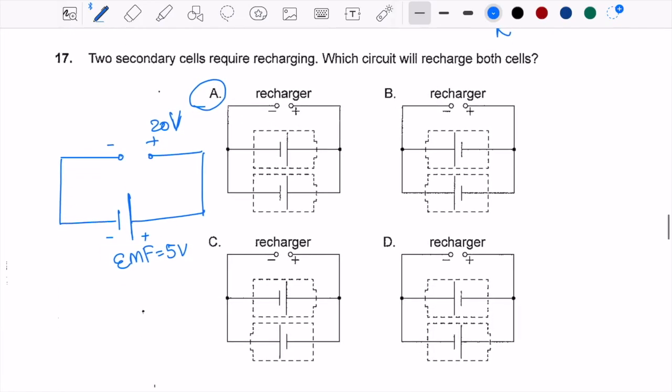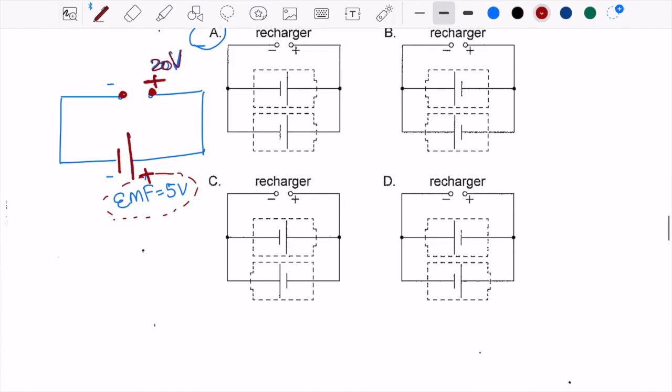Question 17 is about charging cells. Example, let's say you have a battery whose EMF is 5 volt and you have a DC power supply of 20 volt. How do you connect this one to charge this battery? So the power supply positive pole we connect to the positive side of the cell, right? This is how we charge a cell or battery.